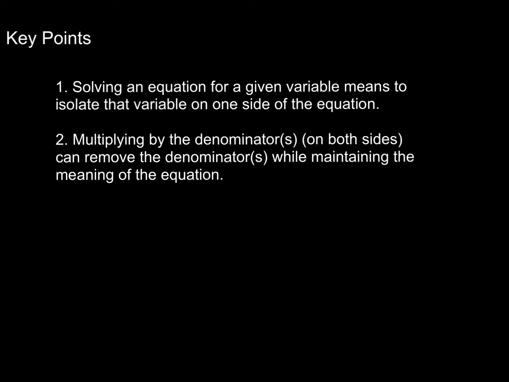A couple of key points when solving equations that involve rational expressions or rational equations. The first is something that you're very familiar with, which is that when we're solving an equation for a given variable, we're isolating that variable on one side of the equal sign. And the second is something that you've actually also done many times, which is that when we have something in the denominator and we don't want to have that denominator there anymore, we can multiply by the denominator on both sides, and that will remove that denominator that we're dealing with.